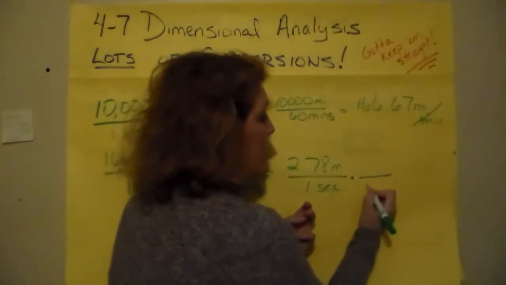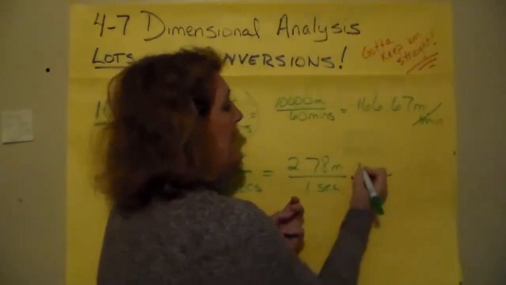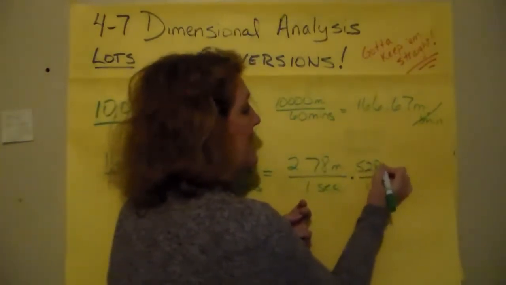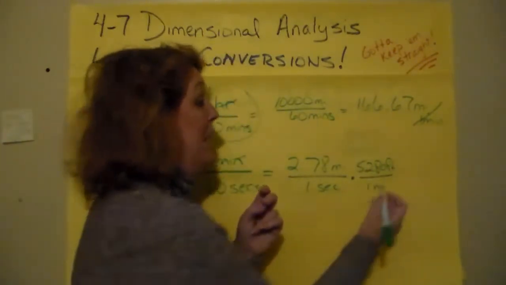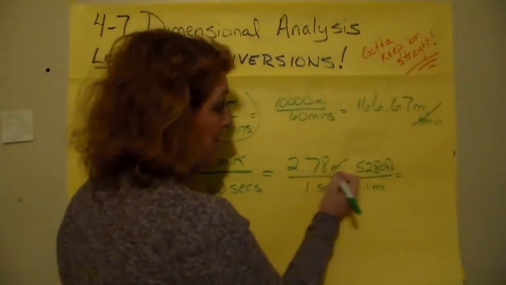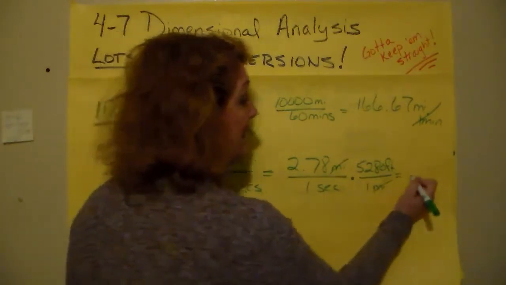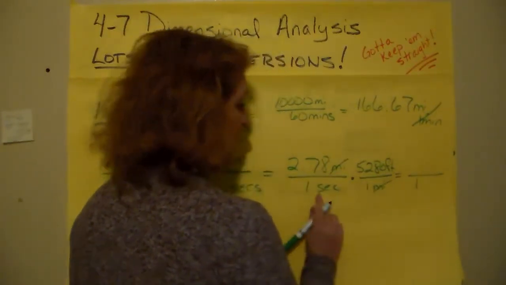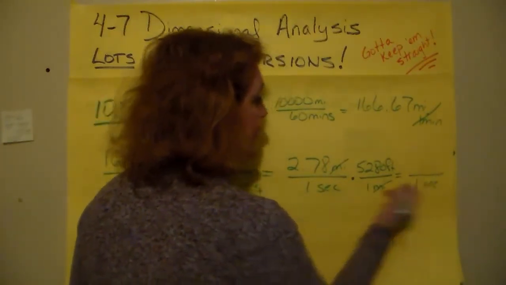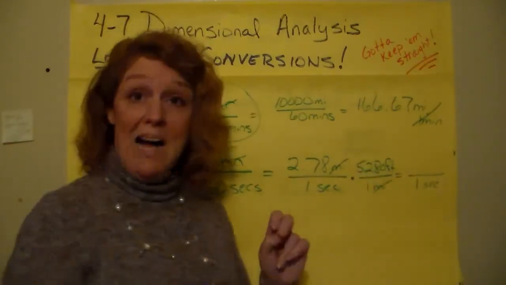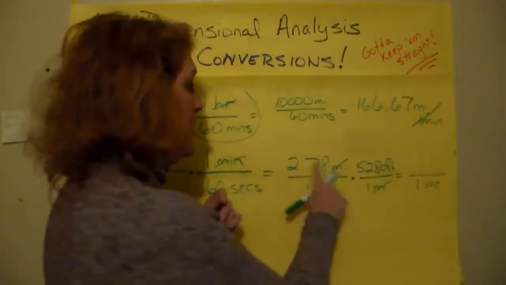So I'm going to put 1 mile on the bottom, and I'm going to put 5,280 feet on the top. Now check it out. These two cross cancel, and I still have in 1 second. I still have per second, but now I've got these two on the top. So I have to multiply them.